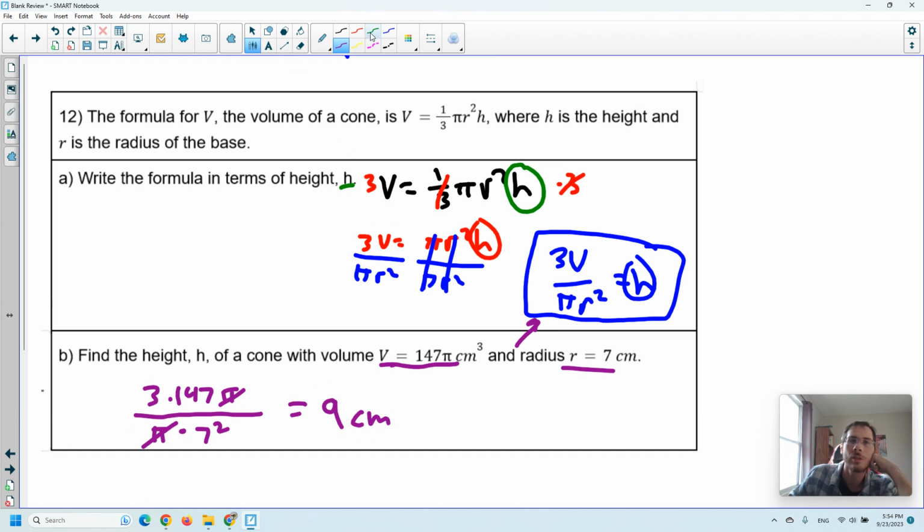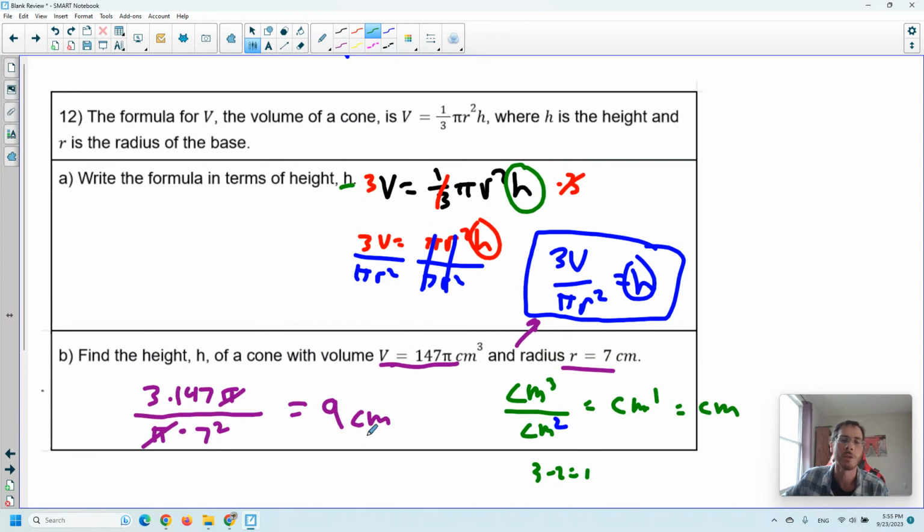The reason we know it's centimeters is we can use our science skills. So in this equation, we got 3v over pi r squared. Well, v is centimeters to the 3rd power. R is the radius, that's centimeters, but we're squaring it. And if you remember the properties of exponents from last year, this is going to be to the 3rd power divided by to the 2nd power. When you're dividing with the same base, then you subtract the exponents. 3 minus 2 is 1, so this is going to be centimeters to the 1st power, or just centimeters. That's how I knew that the units were going to be centimeters on that one.